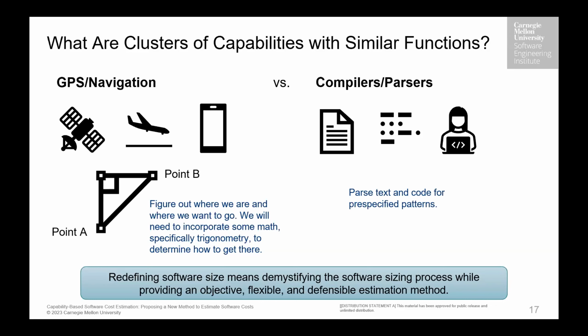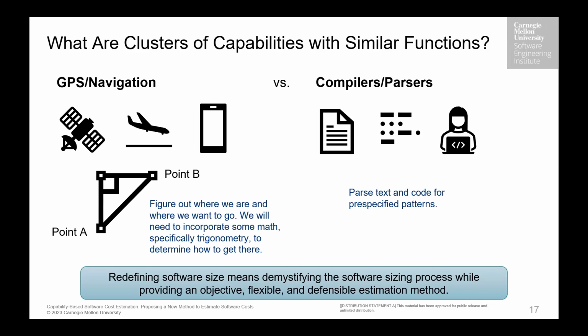Now compare that to writing code as a compiler or parser. Now we're scanning text and our code, and we're either looking for patterns or we're looking for pre-specified patterns. And so one is not necessarily more complex than the other, but the types of software that you have to build are very different from one another. But for software that's doing GPS navigation, even if it's on different devices, the complexity and the basic type of algorithms that need to be developed will be essentially the same.